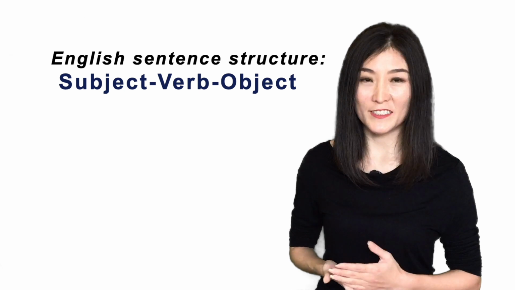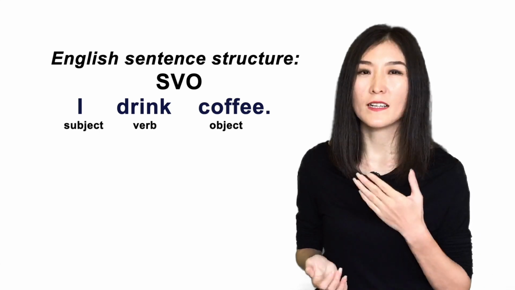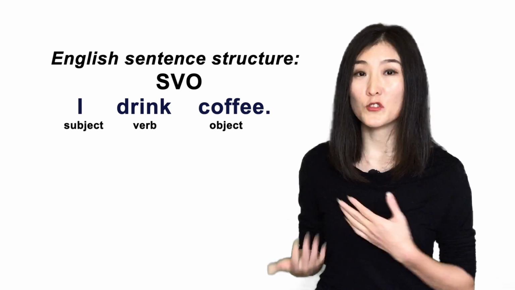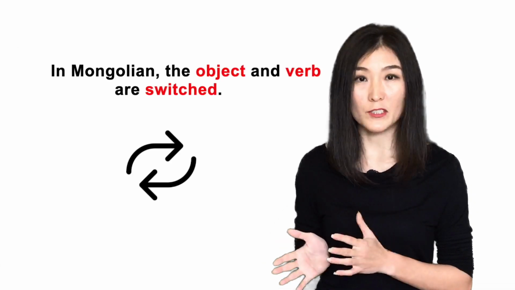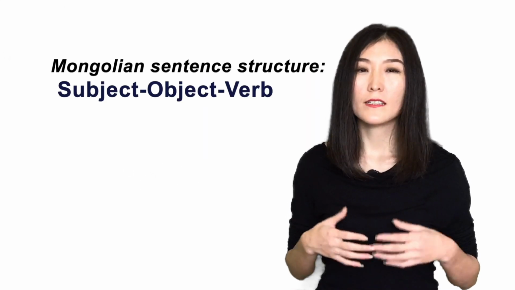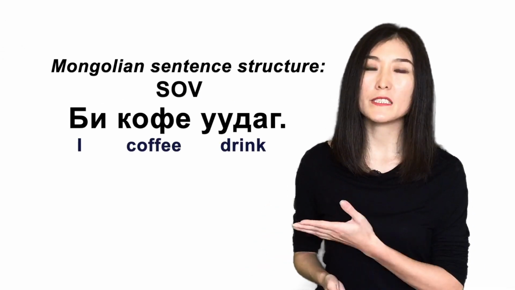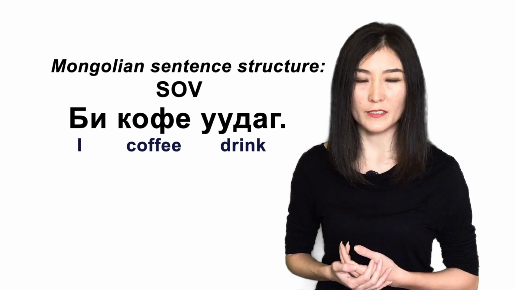Let's take a look. The English sentence structure is subject, verb, and object. For example, I drink coffee. In this sentence, I is the subject, drink is a verb, and coffee is an object. However, in Mongolian, it's reversed. The verb and object are switched. In Mongolian, the order is subject, object, and verb. For example, би coffee уудаг. In the sentence, I coffee drink.